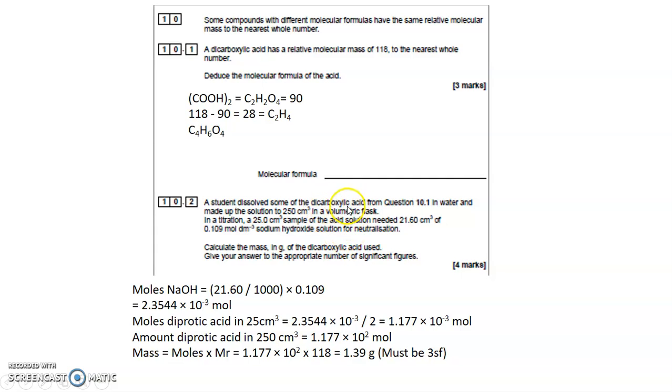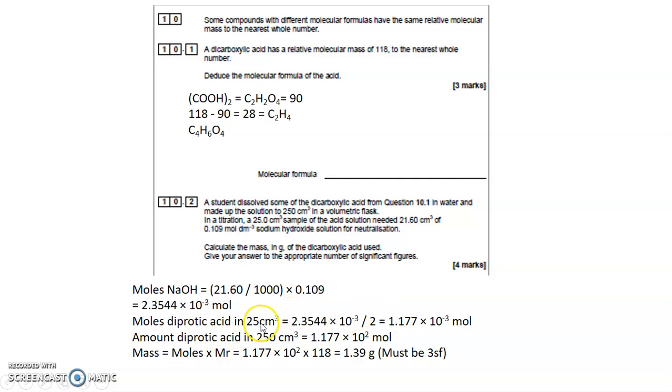It means it's got two acid groups on there. So one mole of the dicarboxylic acid reacts with two moles of the sodium hydroxide because it's got two acid groups to react with the sodium hydroxide. So it uses up two moles of sodium hydroxide for every one mole of dicarboxylic acid. So I need to divide by two to work out the number of moles of acid. Dividing the number of moles of sodium hydroxide by 2, I get the number of moles of the dicarboxylic acid, 1.177 times 10 to the minus 3 moles.